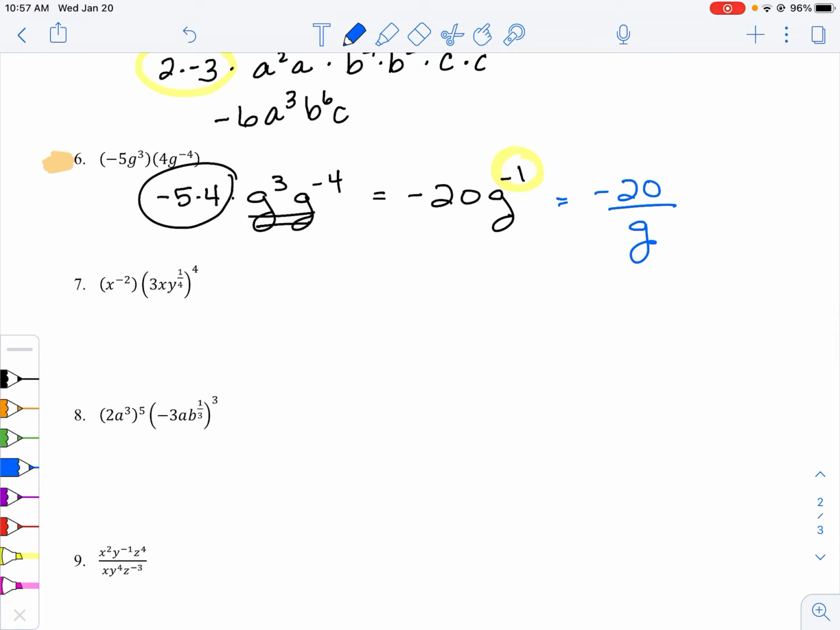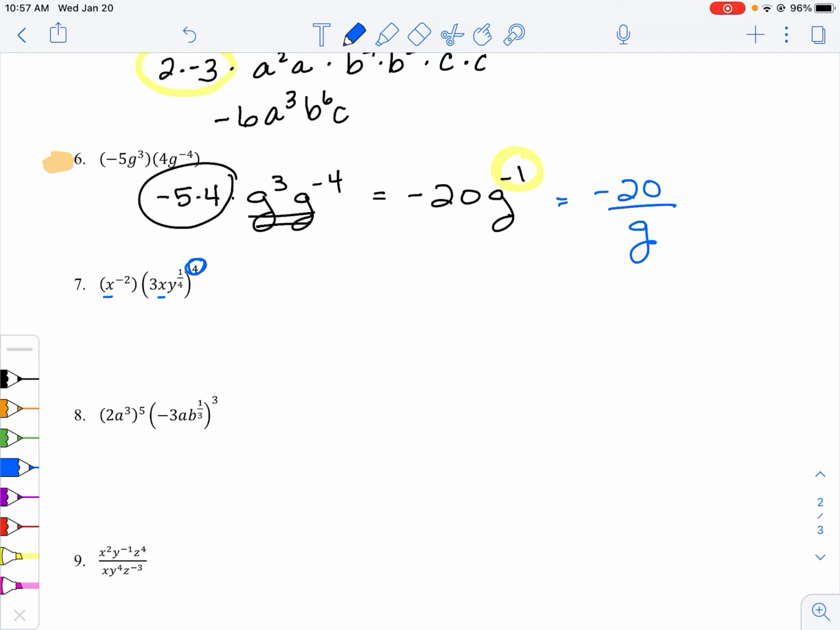All right, moving to number 7. So this one is a combo. So you've got an x in both, so you're going to be adding powers at some point. Okay, but you also have this extra power up here. So it's a power to a power as well as a product of powers. So it's both of them.